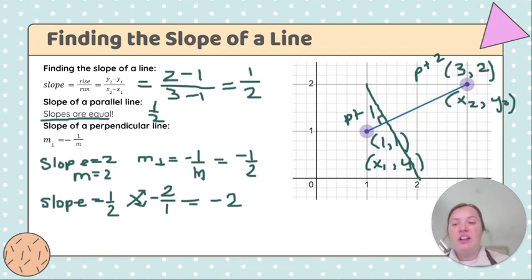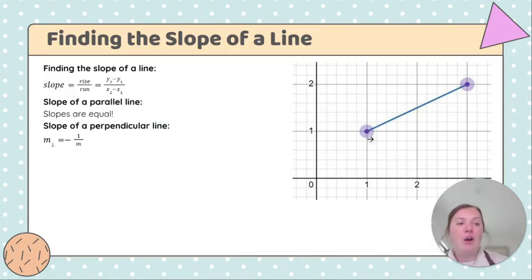Remember that parallel lines have equal slope. We can use this formula, or we can do the flip and switch for the perpendicular line if we're working with a fraction. If we're starting with a fraction, we can flip it and then switch the sign. This is how we find the slope of lines. Now, how are we going to use it?